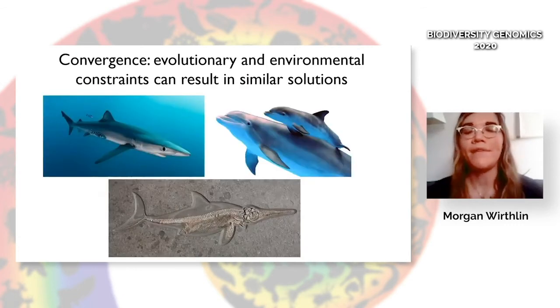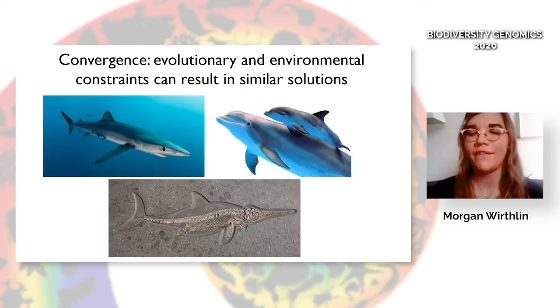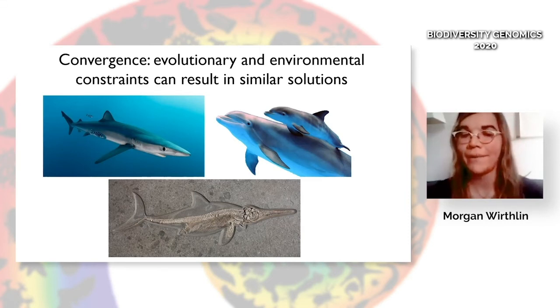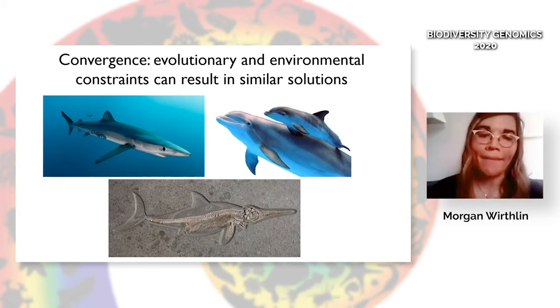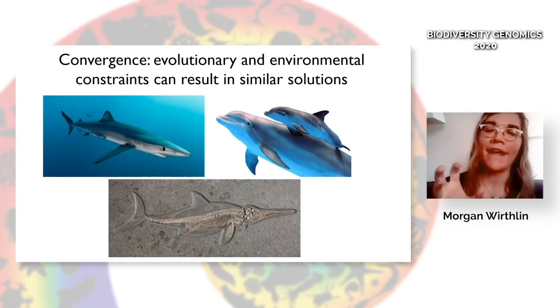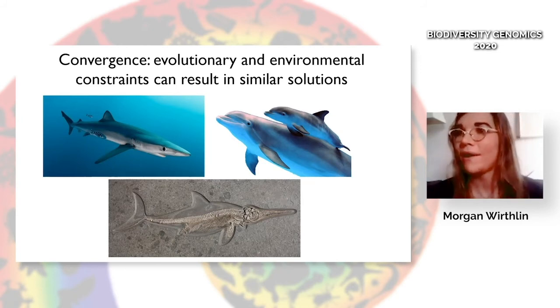To give you an example of why this comparative approach works, consider a shark, a dolphin, and an extinct ichthyosaur. Despite being completely unrelated organisms, these lineages converged on a highly similar phenotype due to similar environmental pressures and the demands of being an apex predator underwater. So by comparing them, we can start to identify fundamental principles underlying the evolution of being an underwater predator.